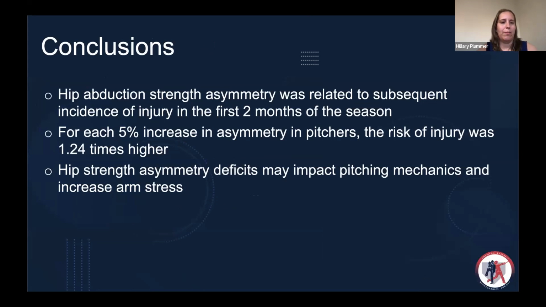So just to wrap up, we know that hip abduction asymmetry was related to injury in the first 2 months of the season in pitchers. But again, the risk ratio was fairly small, even though it was significant. And there's still a lot of work that needs to be done, but hip strength asymmetry deficits may impact pitching mechanics and increase arm stress, which could be related to the development of injuries.